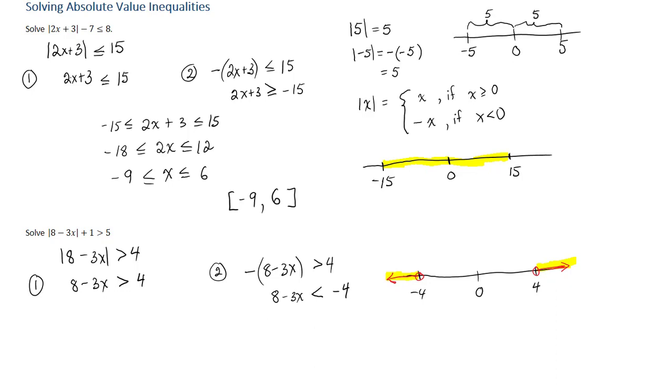So if we have an absolute value quantity greater than a number, we can just take it to be more than the positive of that number or less than the negative of that number, and then proceed solving each individually. So let's take a look at the first one.